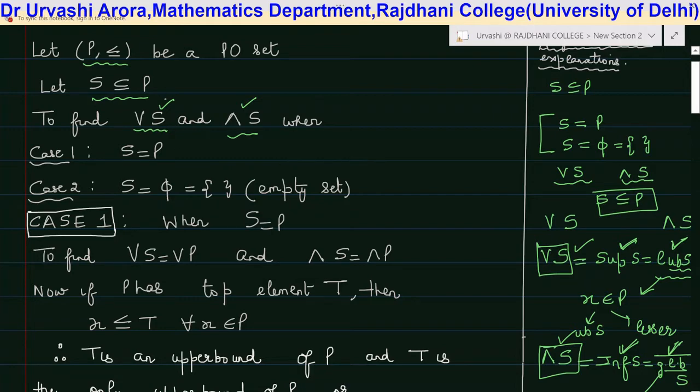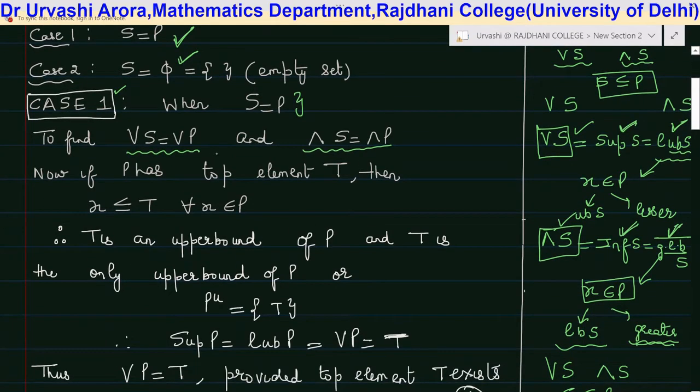Now we are interested in finding out what is the join of S and what is the meet of S when S in particular is the whole PO set P and S in particular is the empty set phi. So let me consider the first case, which is case 1, when S, the subset of P, is the whole set P. We are interested in finding out the join of S or the join of P, because S in this case is P, and also we are interested in finding out the meet of S or the meet of P, because S is P in this case. So let me find out both these two things one by one. Now let us suppose that P has a top element T.